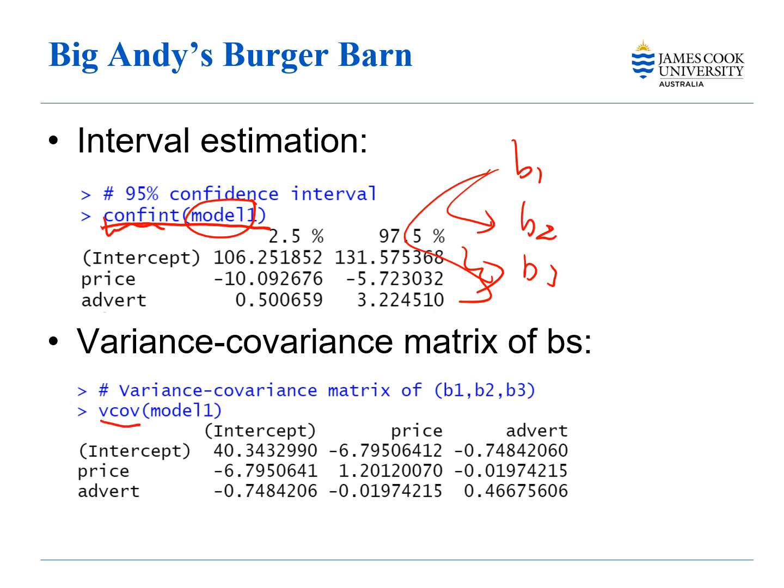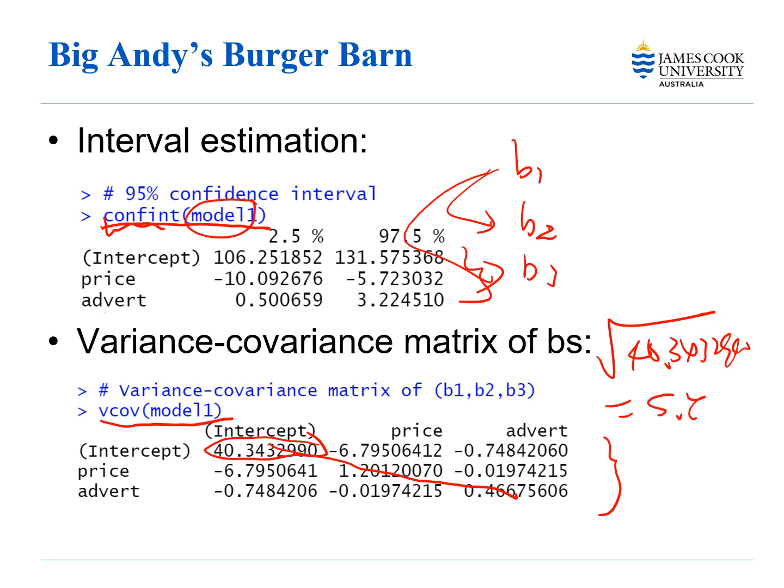We use this VCOV of this. So that's the variance covariance matrix. The diagonal element is the variance. So if we square root them, we get the standard errors.